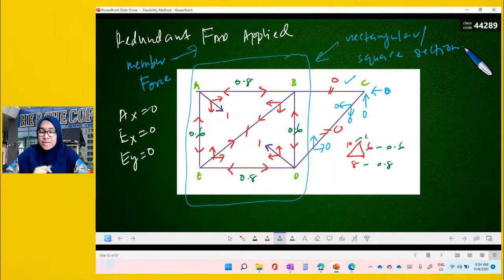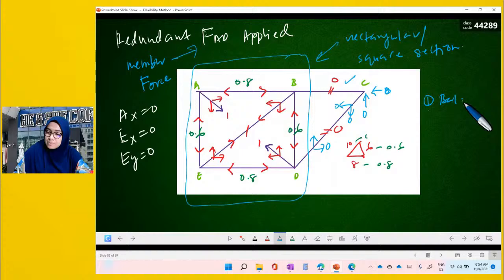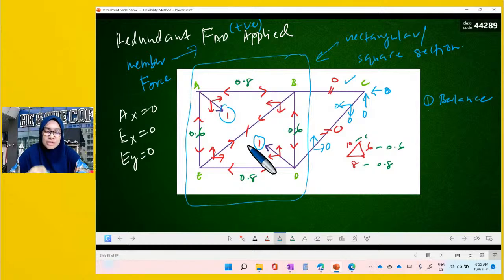So what we need to do is start with balance, balance using the arrow. Of course, we need to apply a unit value first, a positive FAD. Positive FAD is in this direction. This is positive, so we need to put a unit value like this.